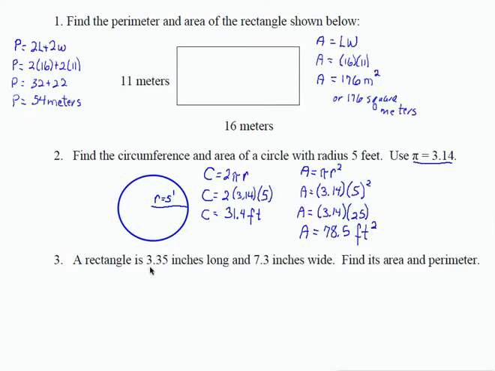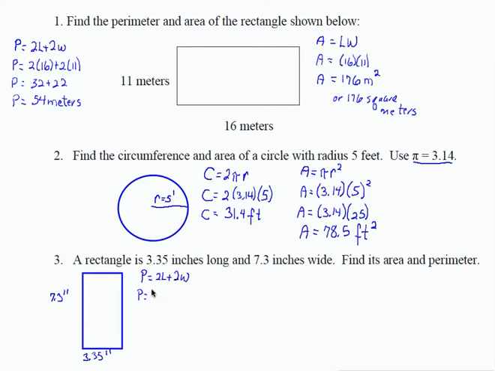Part 3, a rectangle is 3.35 inches long and 7.3 inches wide. So let's see if we can draw something like that here and label our lengths. So we have 7.3 inches wide, and 3.35 inches long. So I'm going to use my little tick marks to denote inches. To find the area and perimeter, let's start with the perimeter first. So just like we had in problem number 1, perimeter is 2 times the length plus 2 times the width.